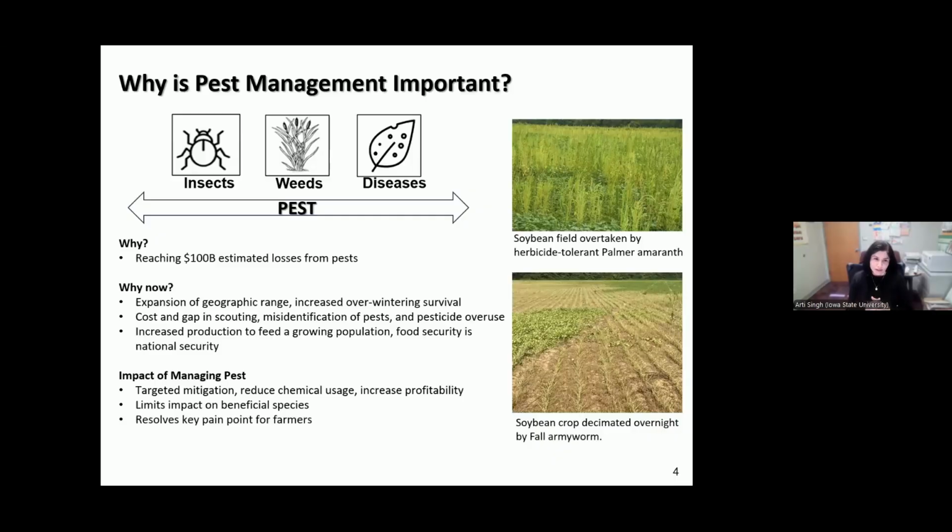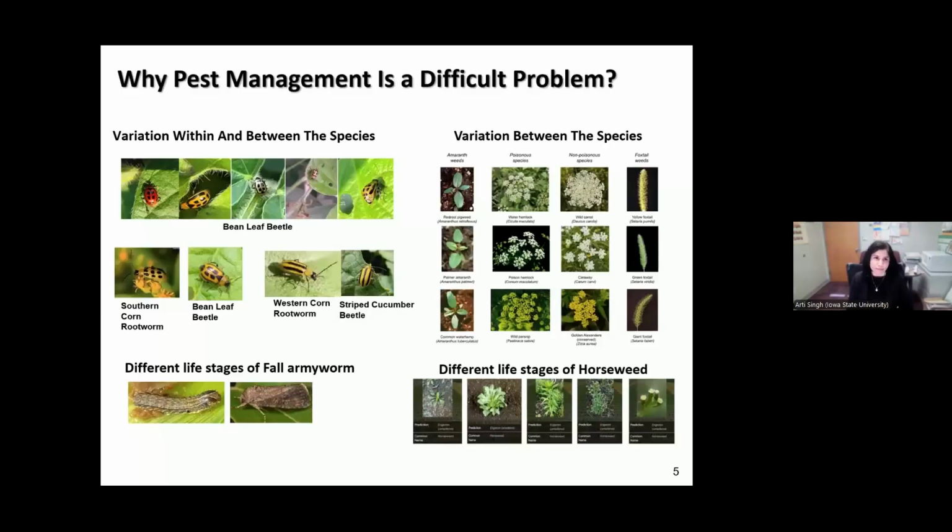So one of the biggest impacts of managing these pests is targeted mitigation rather than blanket spraying. We can reduce chemical usage, which will increase the profitability of our farmers, and which will also limit the impact on beneficial species in our environment. And this will also resolve key pain points our farmers and landowners are facing today.